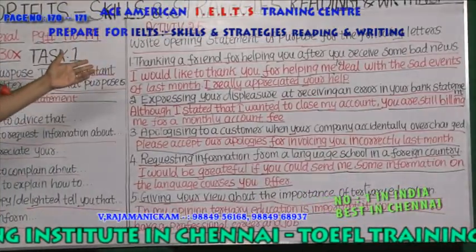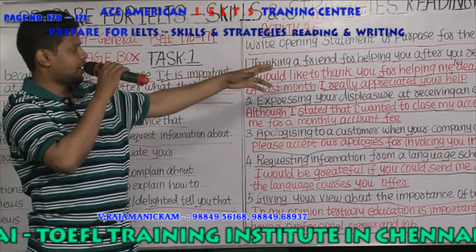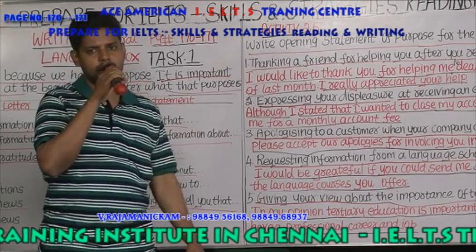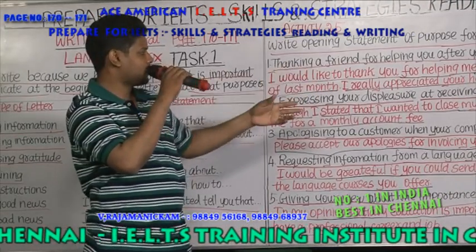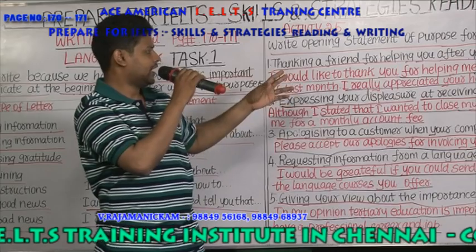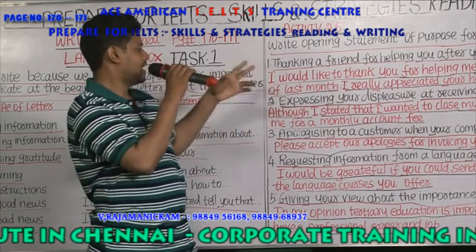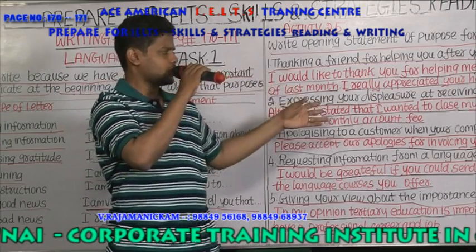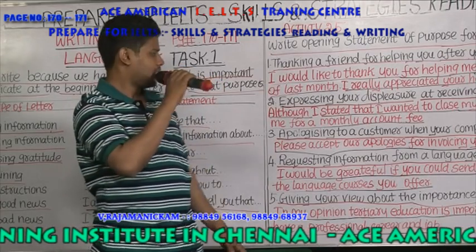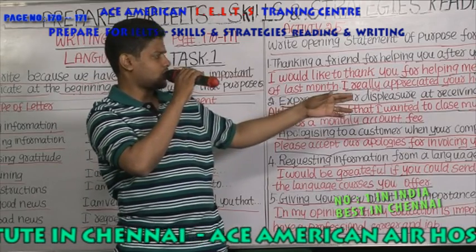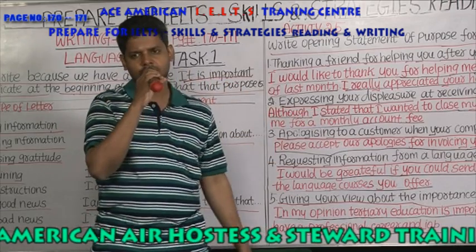When we come to the opening statement of purpose for the following letters: thanking a friend for helping you after you receive some bad news. I would like to thank you for helping me to deal with the sad events of last month. I really appreciate your help. This is the first kind of statement. Then secondly, expressing your displeasure at receiving an error in your bank statement. Although I stated that I wanted to close my account, you are still billing me for a monthly account fee.